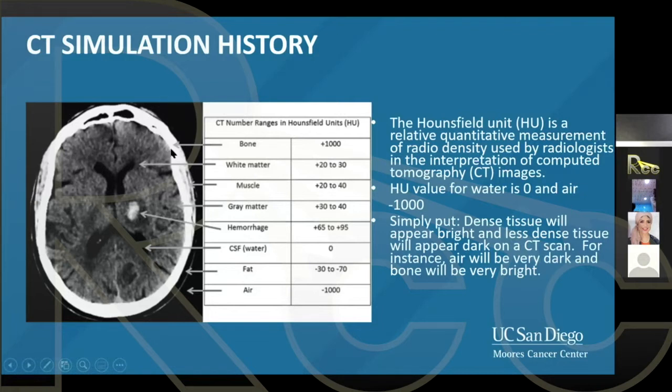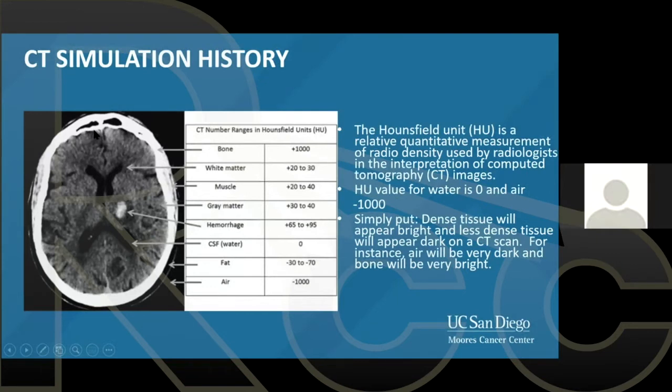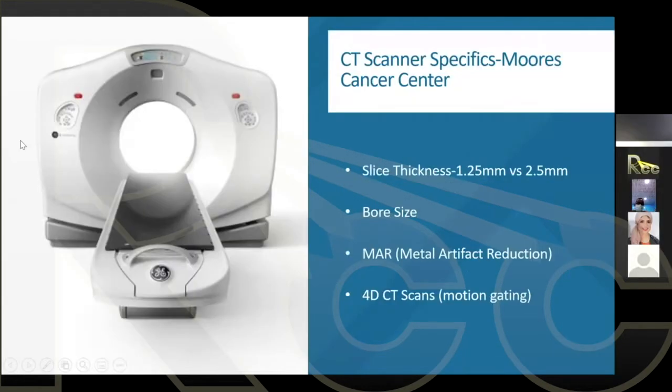The bone here is going to be completely white. Anytime that there's air, like these are frontal sinuses, there's air in that cavity, so that's completely black. It just helps us differentiate between the different kinds of tissue inside the human body. Now I'll touch on a few of the specifics of the CT scanners that we have at the Moores Cancer Center. The picture on the left looks just like the CT scanner that we use on a daily basis.